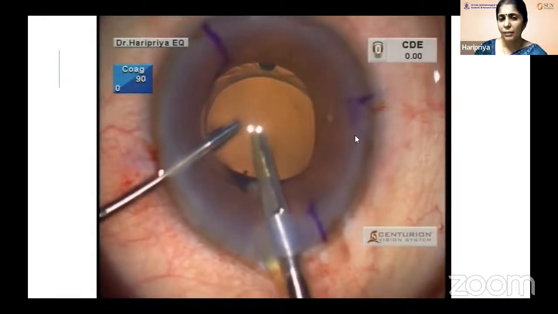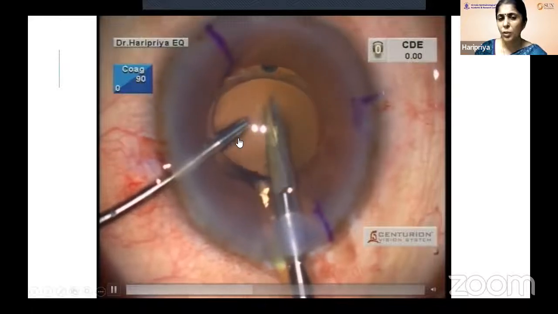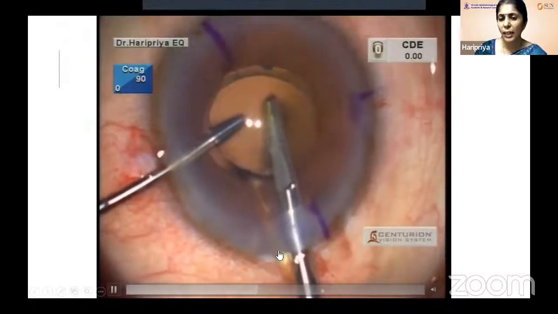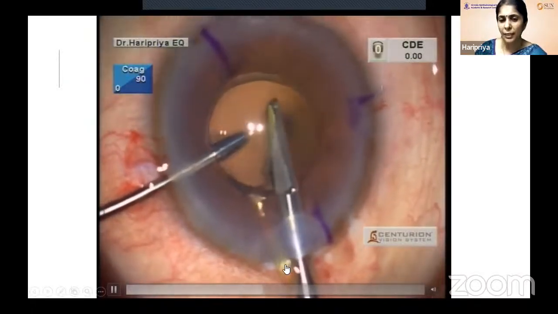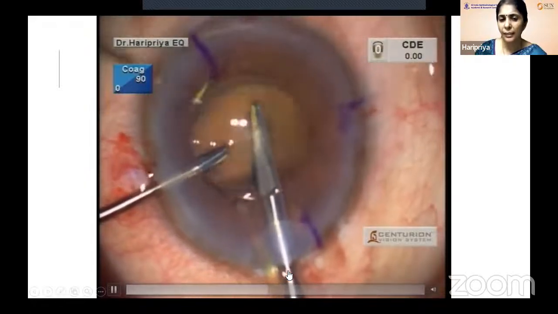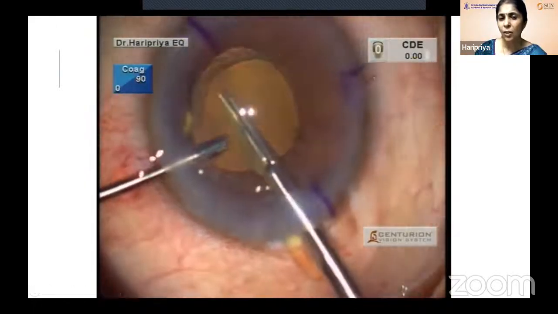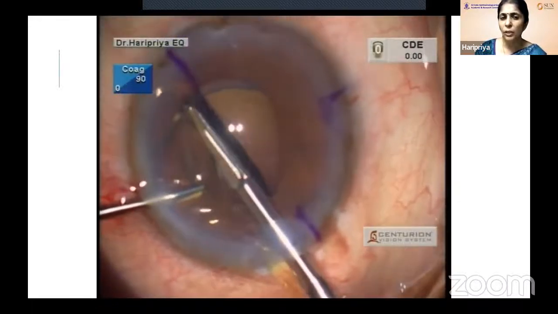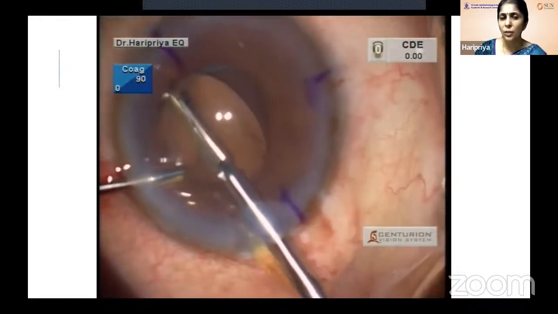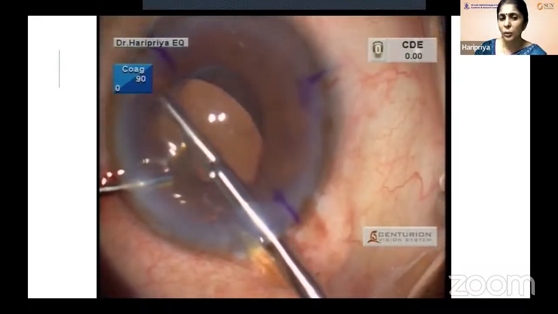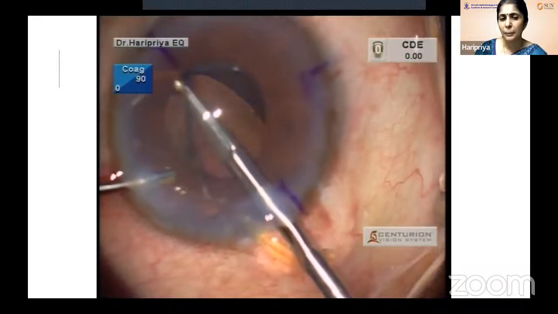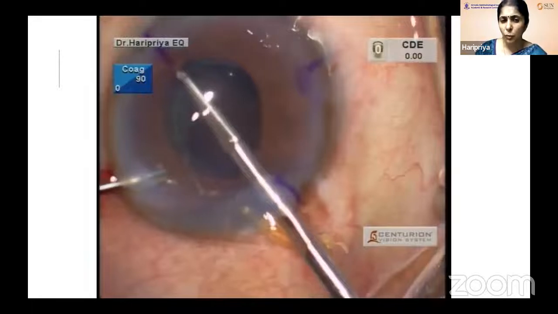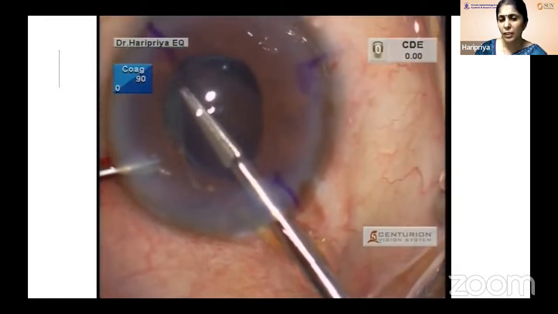If one does not have the micro grabbers, one can consider holding on to the haptic. So the haptic, which is externalized, can be held tight, and this can also help bring the optic more anteriorly and stabilized. And then use your Vannas or your micro scissors to cut the IOL into 2 and then explant the lens.